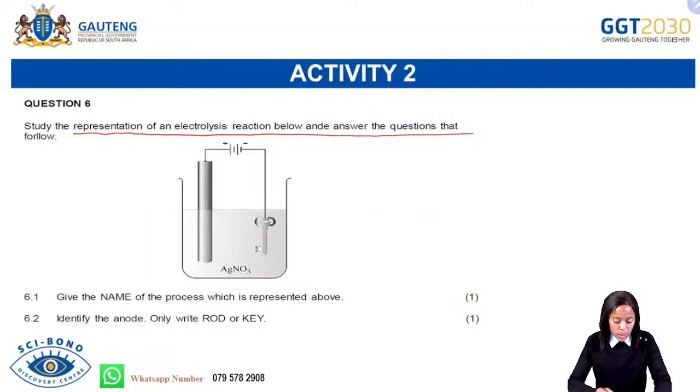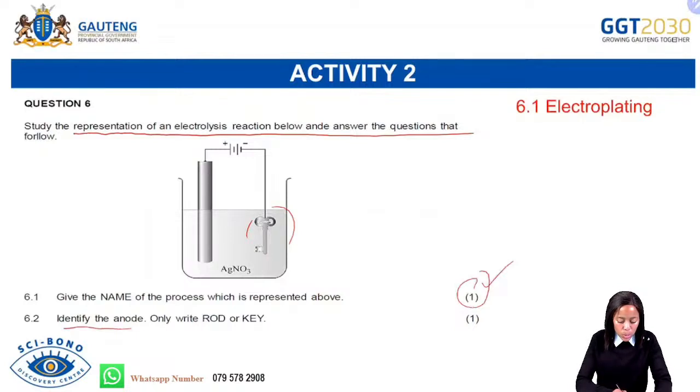Okay, so 6.1 says you need to give the name of the process which is represented above. Remember we had the electrolysis of copper(II) chloride. So immediately when we see that we have a key here, the process will be called electroplating, and that is for 1 mark there.